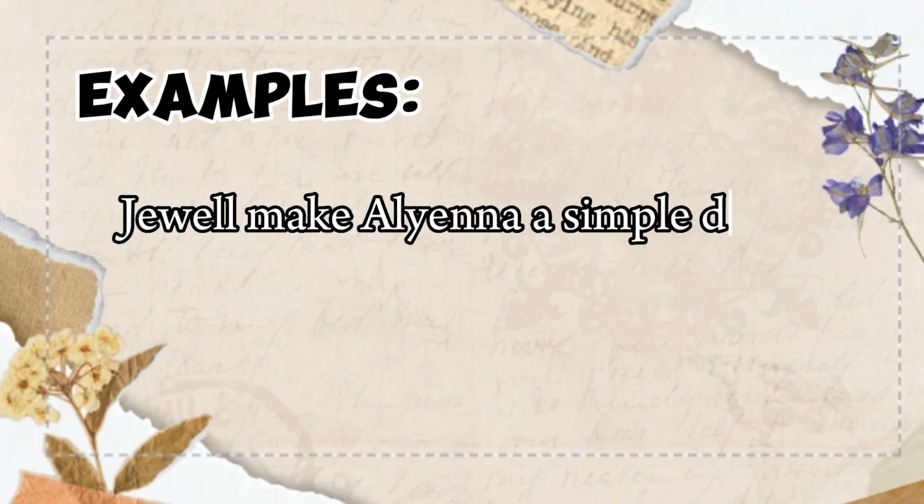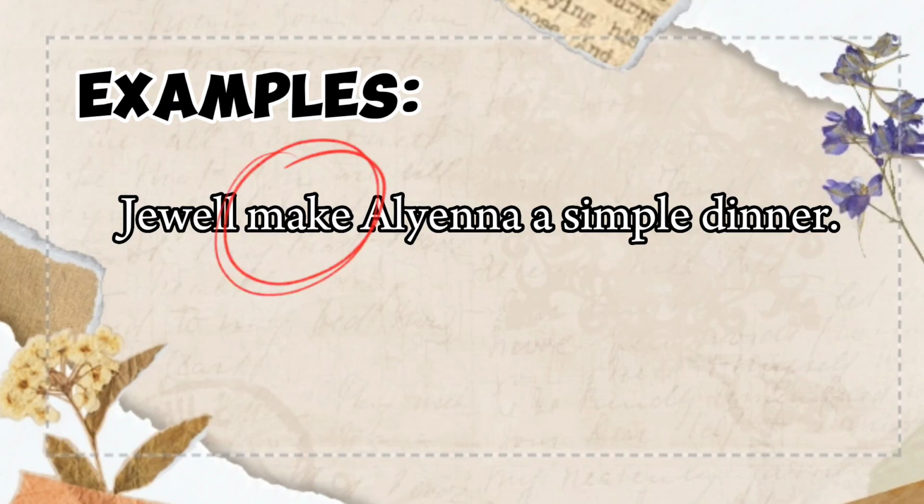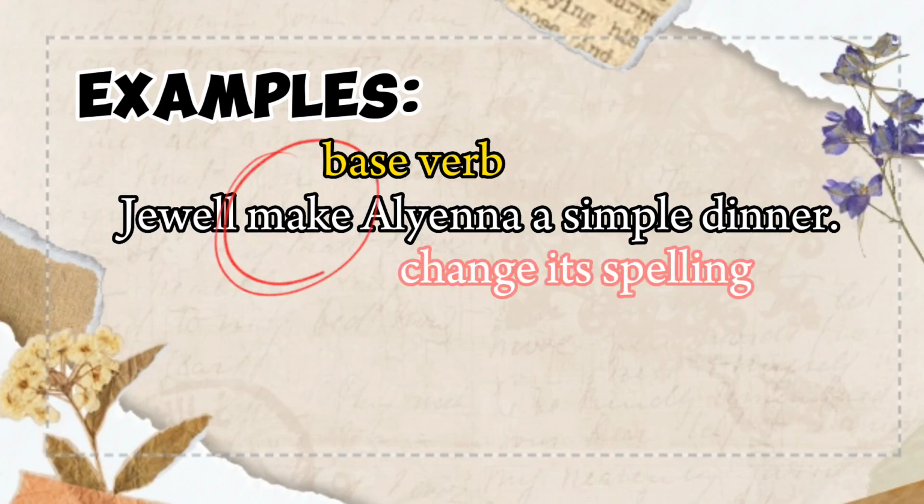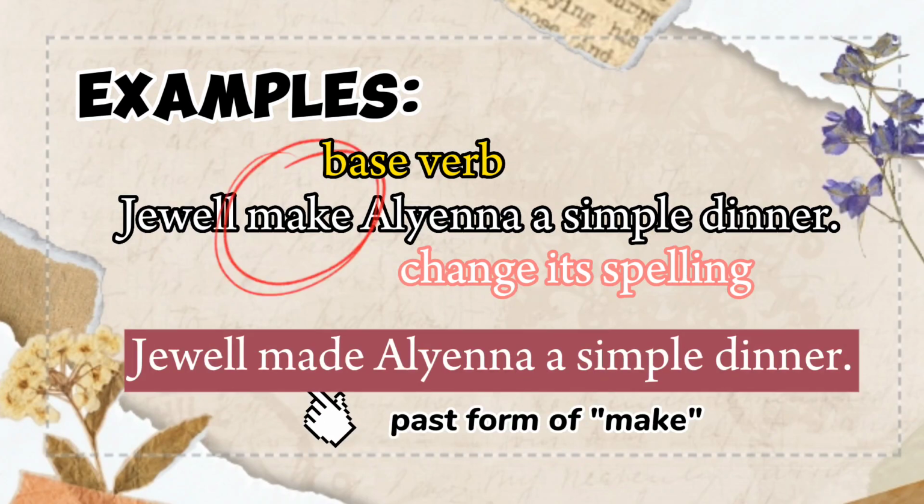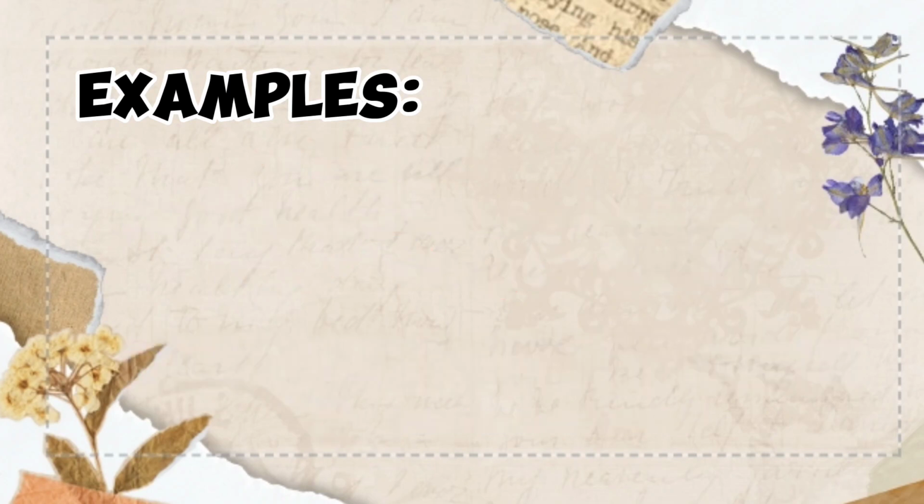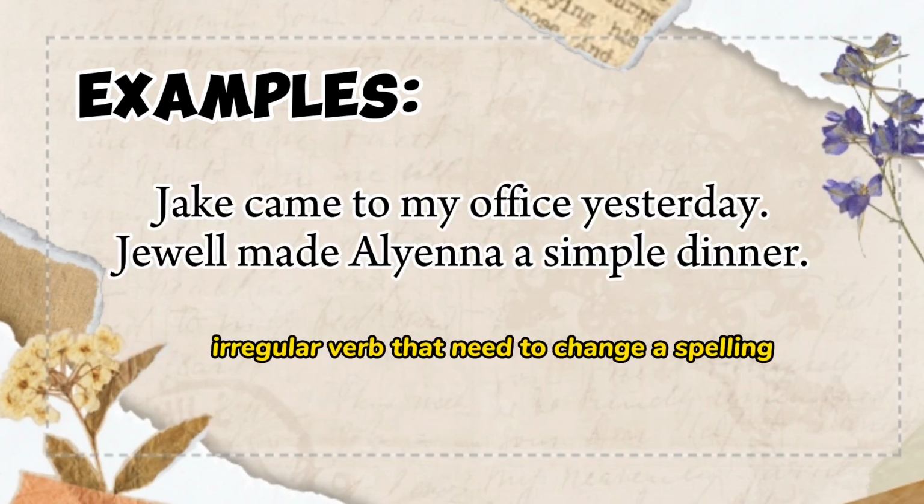Jewel make Elena a simple dinner. Now in this example, our present tense or base form of the verb is make. How do we change make into past tense? We just have to change the spelling. Made. Now we got Jewel made Elena a simple dinner. There you go. Those first two examples show verbs which change their spelling in order to make the past tense of the verb.